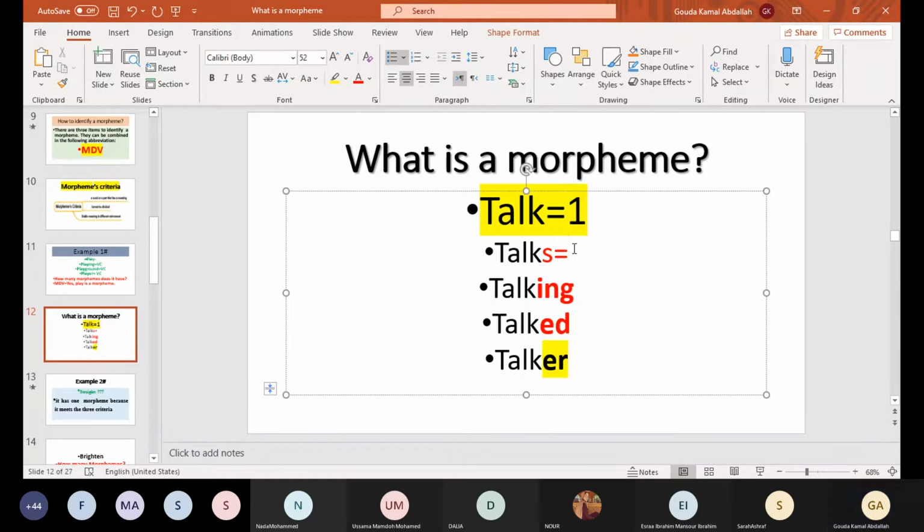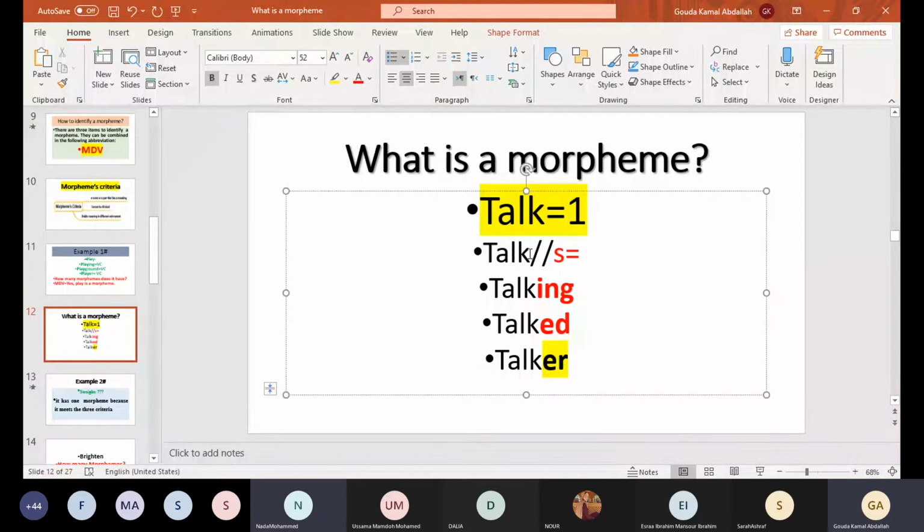Okay, let's move on to the second one. Talks. Two morphemes. Excellent. Where is the first one? Talk. Okay, as we have just analyzed, talk has a meaning, cannot be divided, and has the same meaning in different verbal contexts, right? Yes. Okay, let's move on to the second one, S. Is it a morpheme in English? Plural. Yes, it has a meaning, plural. Cannot be divided, no. Has the same meaning. If we add it to any English word, we're gonna have the plural.